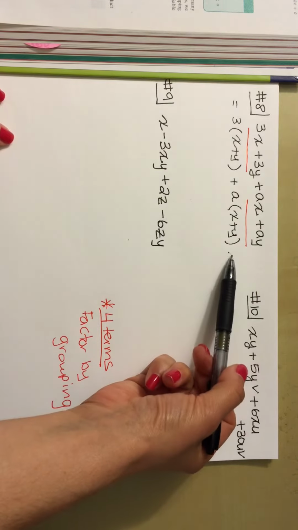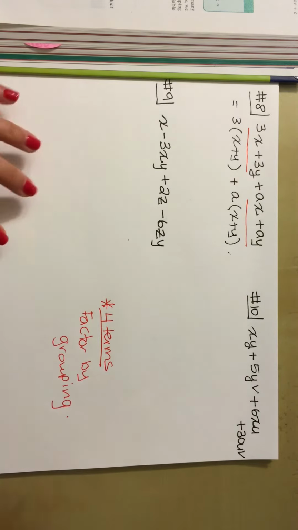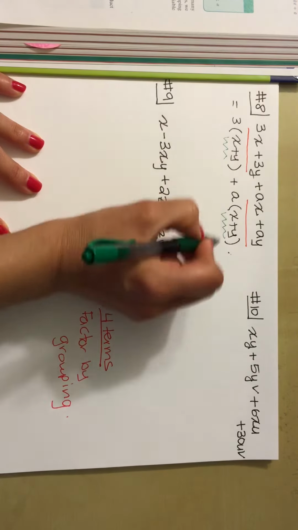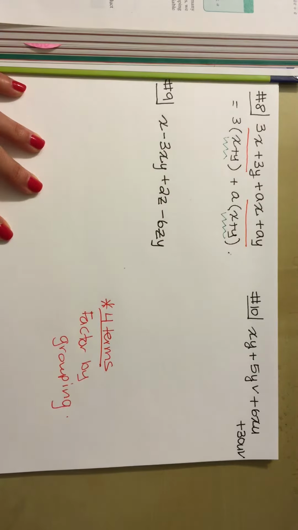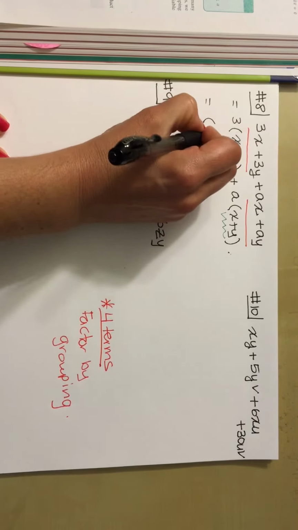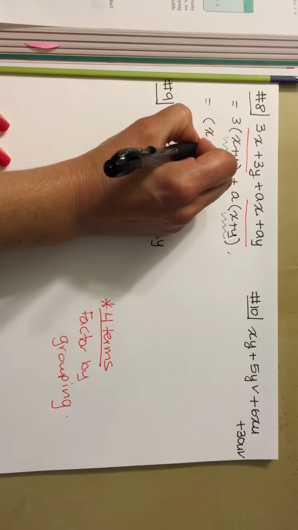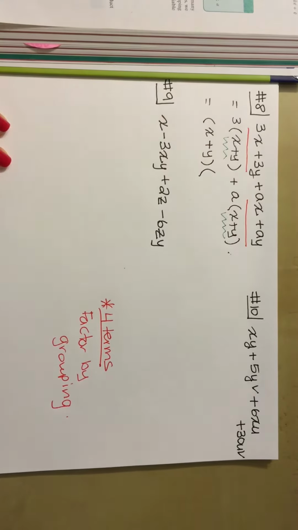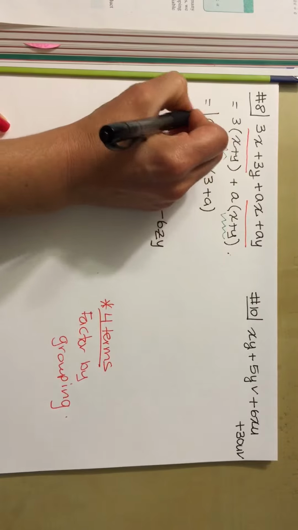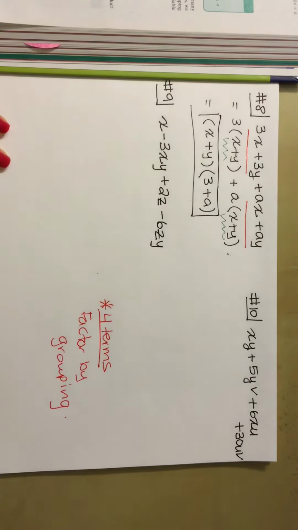From this step, we follow what we just did. X plus y is common to both. That's the GCF. Factor it out. This is the last step. What's left? 3 plus a. Factoring is done.